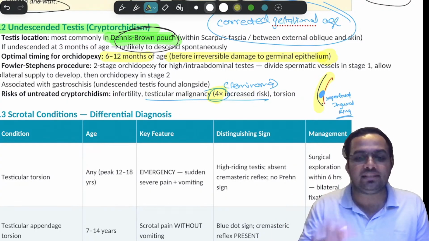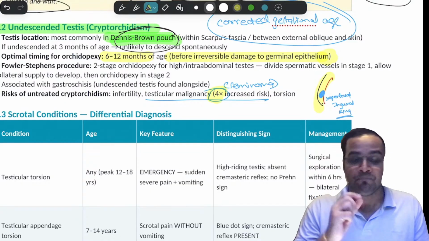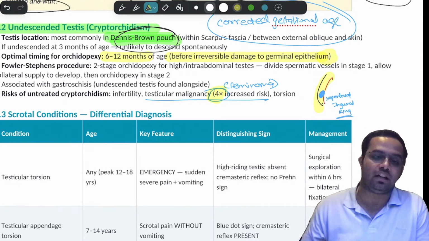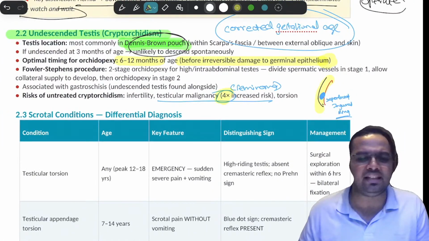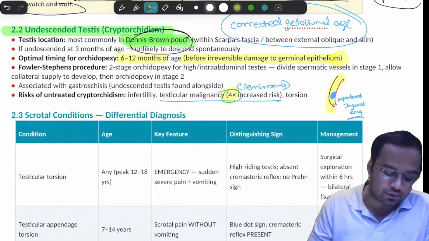So whenever a malignancy is going to be present, immediate increase in the size can point towards malignancy. So for you to detect the cancer early, for the patient to be cured early, you can straight away go for the orchidopexy, that is fixation of the testes in the scrotum, as soon as possible. So optimal time is 6 to 12 months.